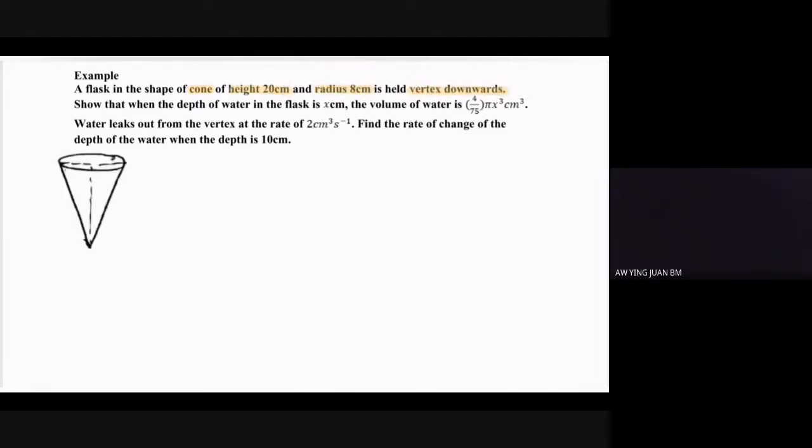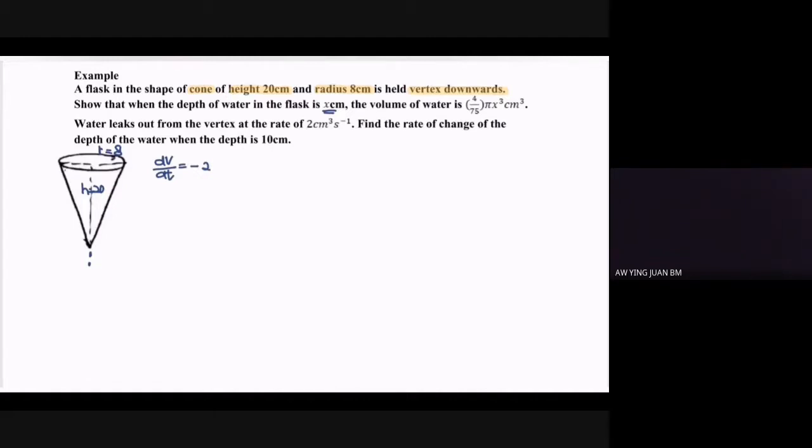So now we have the cone and the H is 20 and the R is 8, the vertex downward. Show that when the depth of the water in the flask is x cm, the volume of water is 4 over 75 pi x cube cm cube. So the question asks us to show 4 over 75 pi x cube cm cube. Water leaks out from the vertex at the rate. So we have dV/dt equals to negative 2. Find the rate of change of the depth of the water when the depth is 10 cm.